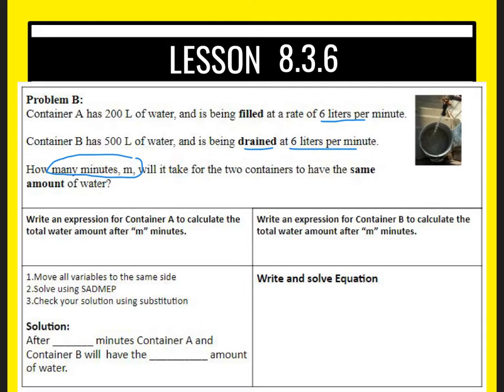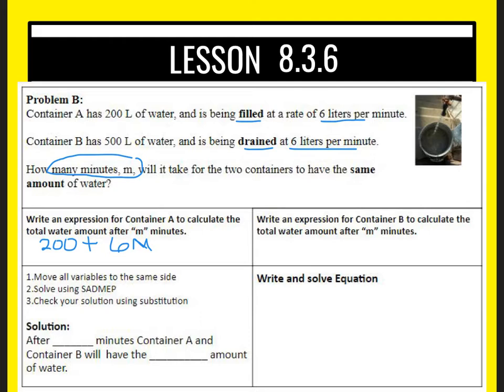All right, so let's write our expression for container A. I know that I'm starting with 200 liters of water, and since I'm filling that up, I am adding water at 6 liters per minute. And you know what? I'm just going to show that I can use M or X. It doesn't matter. Then I'm going to go to container B.